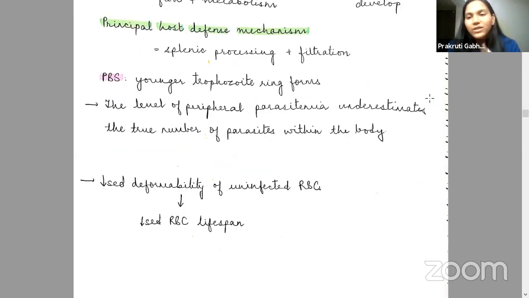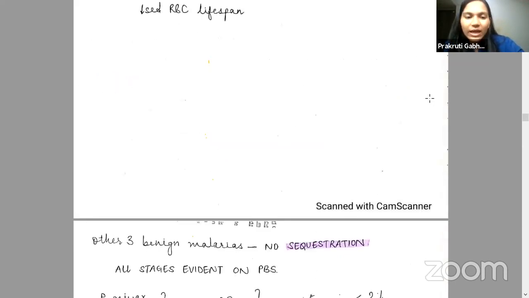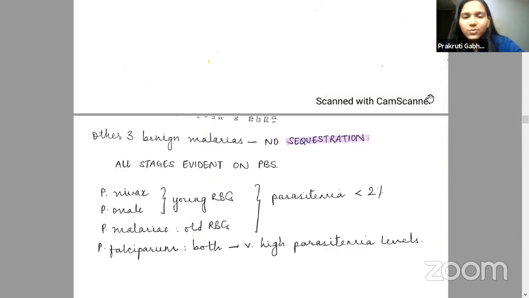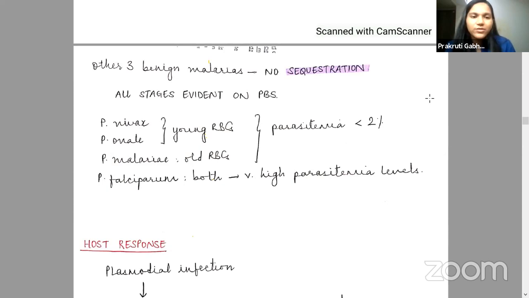Apart from this, obviously, we saw that there is decreased deformability of the infected, yes, as well as the uninfected RBCs, leading to an overall decreased RBC lifespan. And so that was about falciparum. That was the most important. I hope you all have understood that.